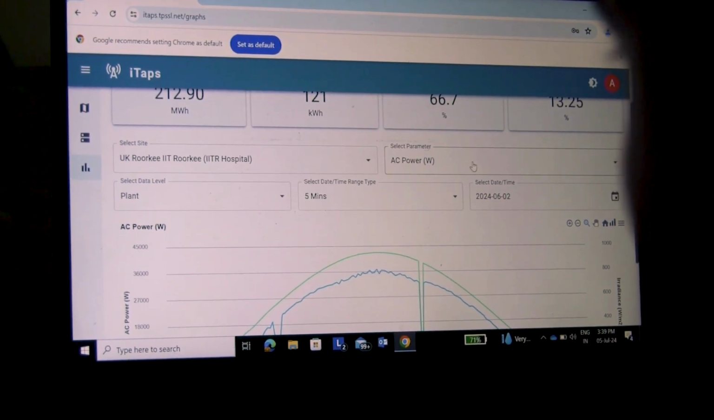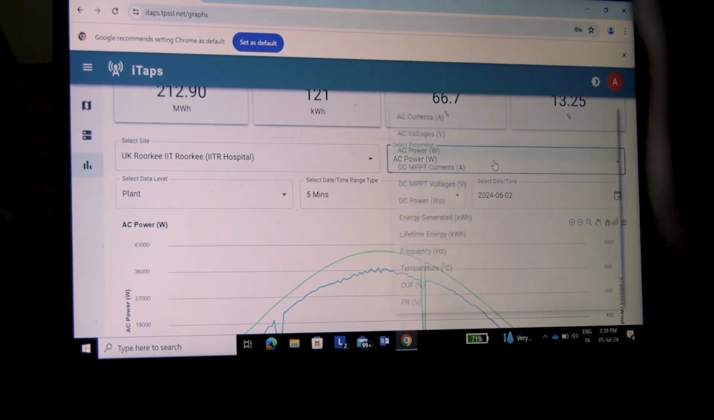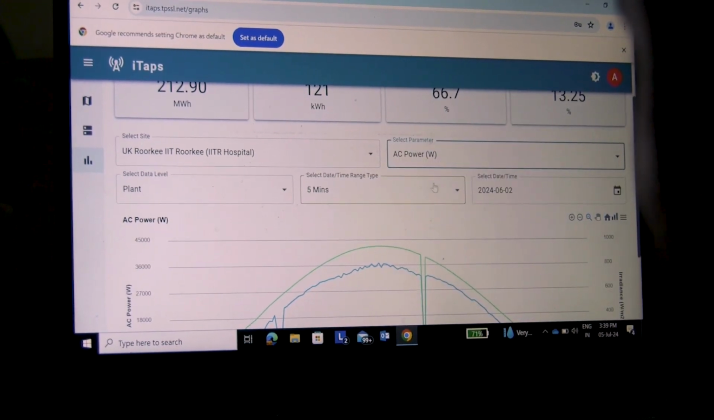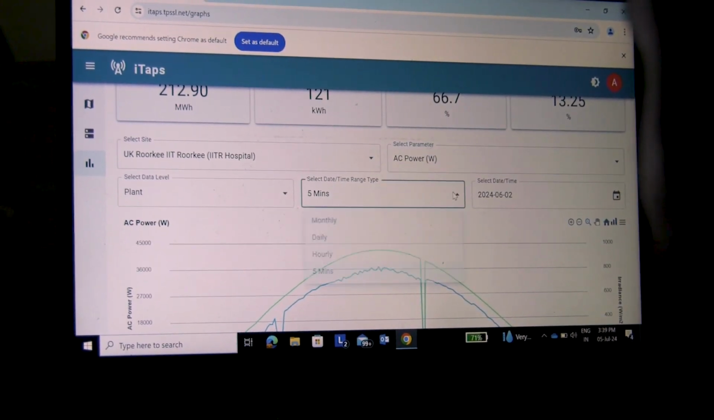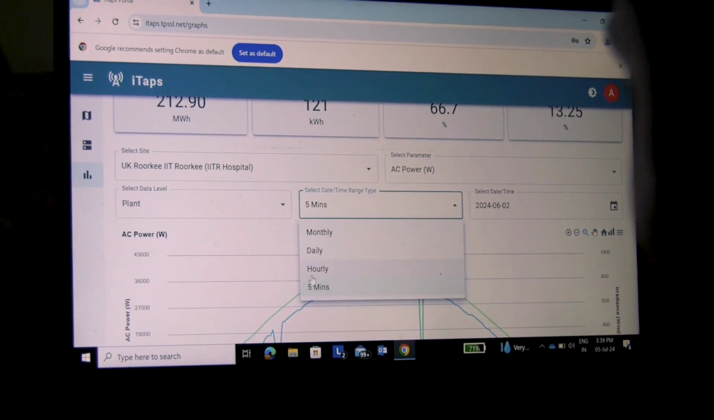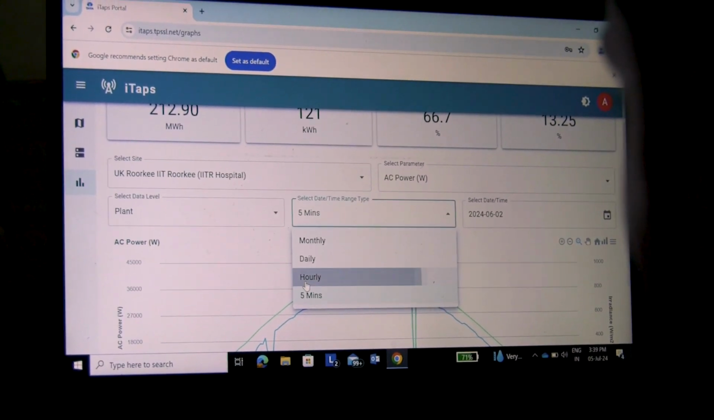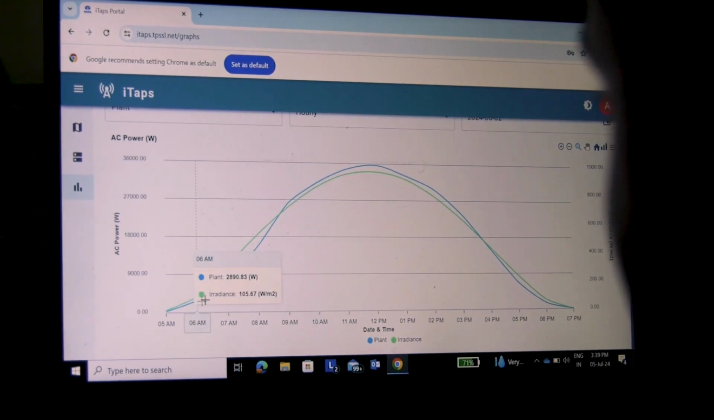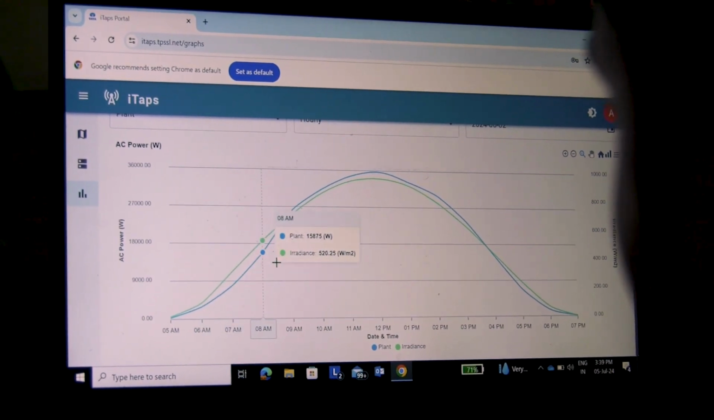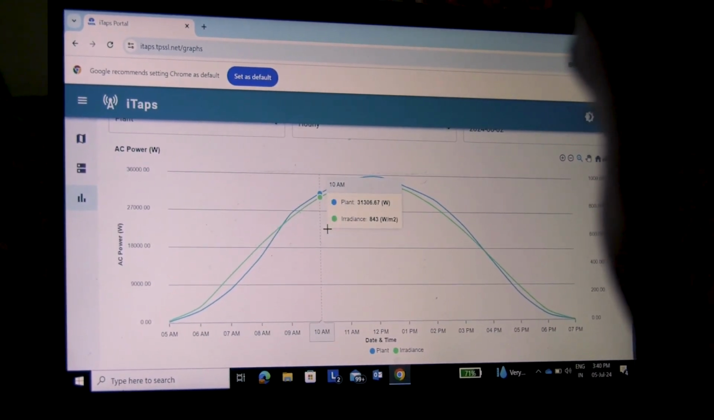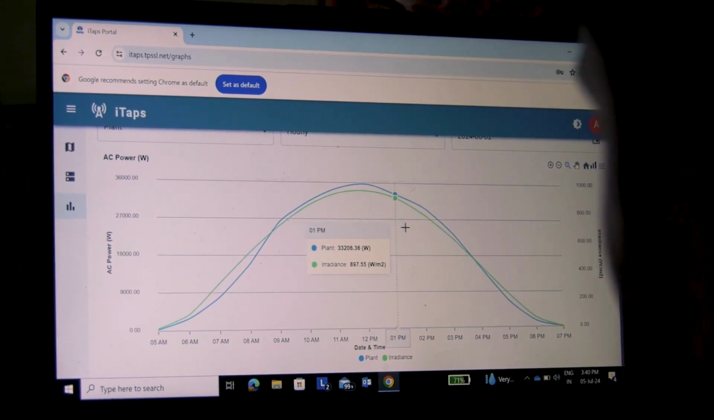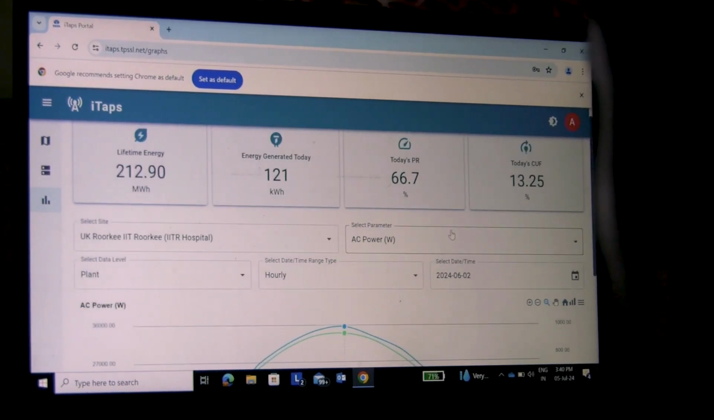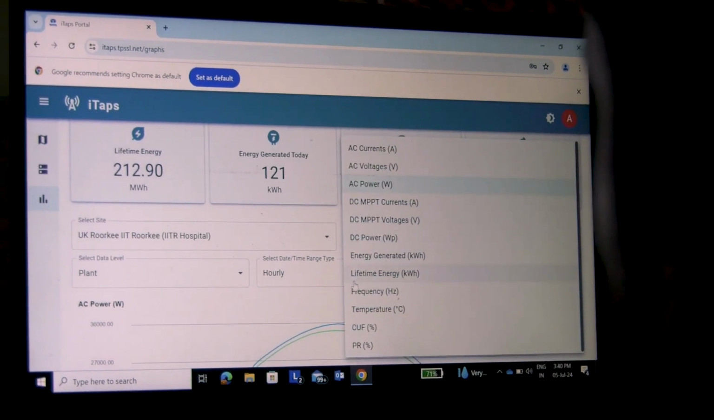Using the ITAP portal, we can select different parameters to showcase in the graph from the menu. For instance, we can select different time frames for checking the output. Let us check the hourly AC power in watt. The graph shows that as irradiance increases, the AC power output also rises, peaking around midday before gradually decreasing as the day progresses, reflecting the typical daily solar energy production cycle.